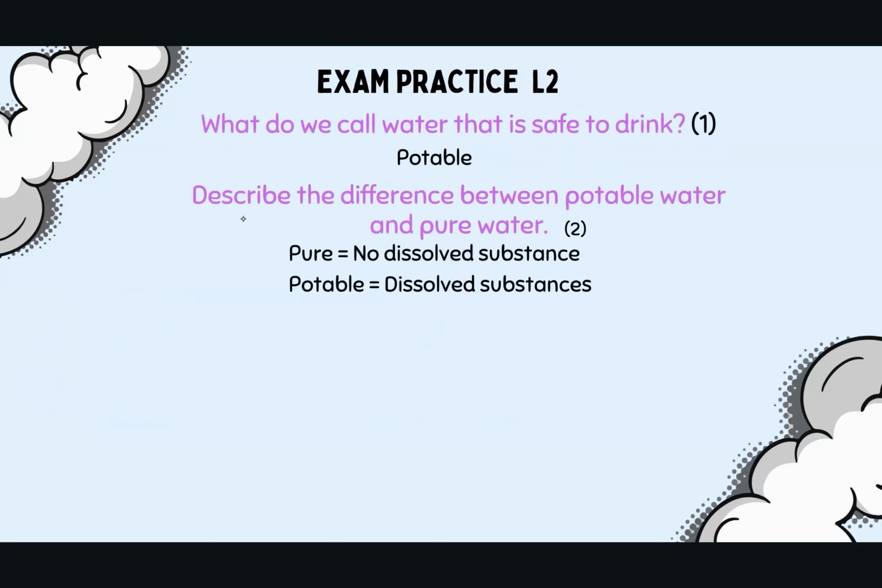So what do we call water that's safe to drink? We call it potable. What's the difference between potable and pure? Pure means no dissolved substances. It only has that one substance. So it only has one element or one compound, and that's it. Potable means it's got some dissolved substances, so it's not pure, it's a mixture.